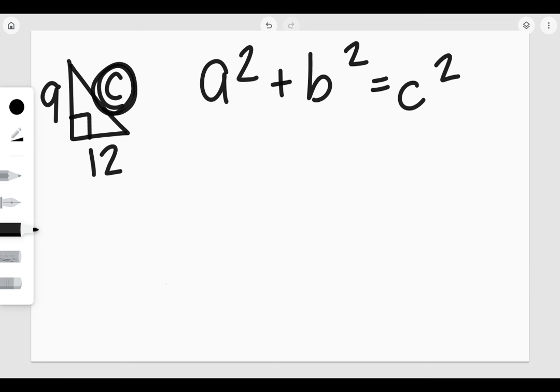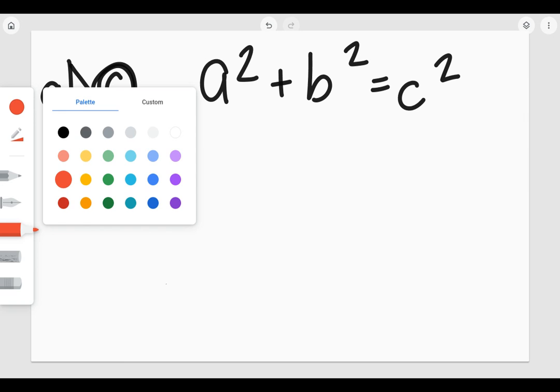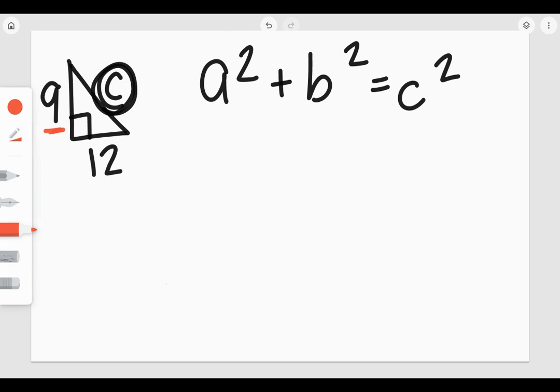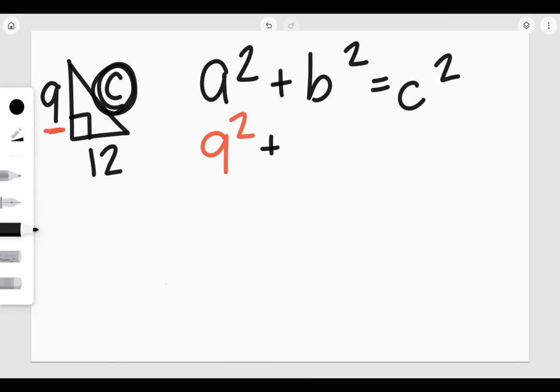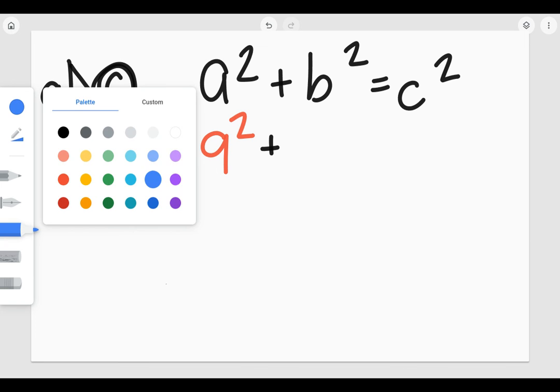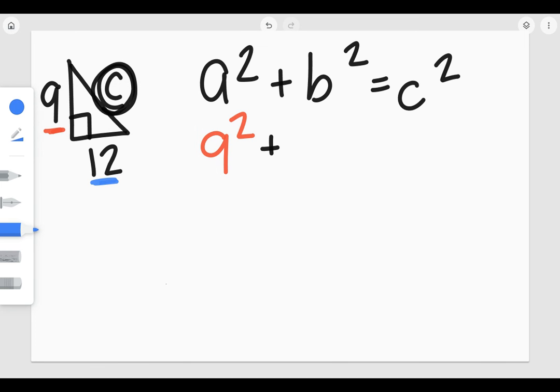Now we start filling in the things we know for our equation. Do we have a side length A? Yes, it's 9, so we'll put 9 squared here. Do we have a side length for B? Yes, it's 12, so we'll put 12 squared here. And do we know C? We do not, so it will stay the same.